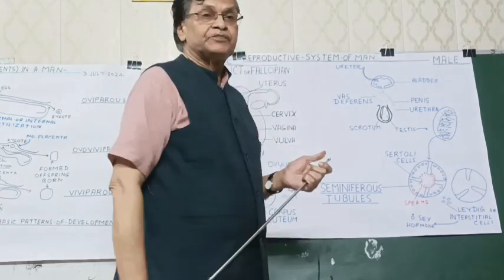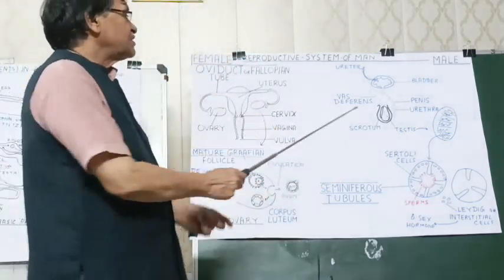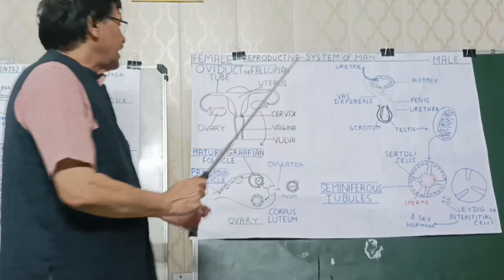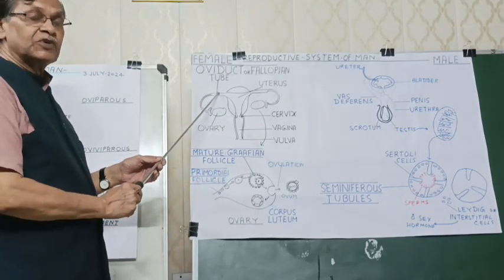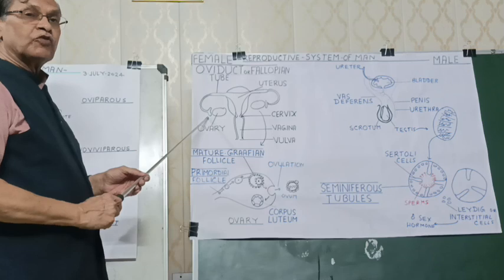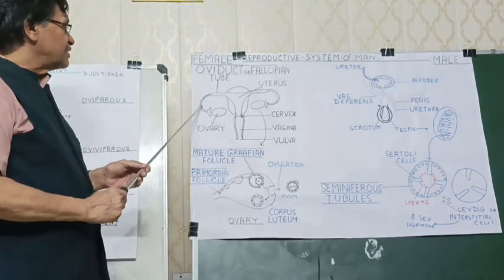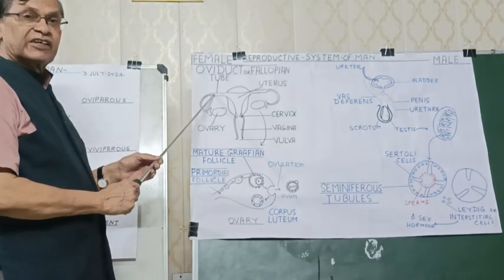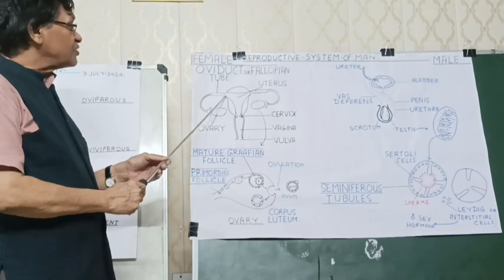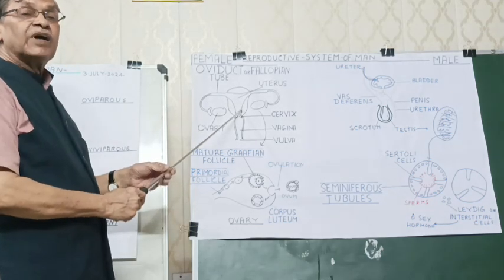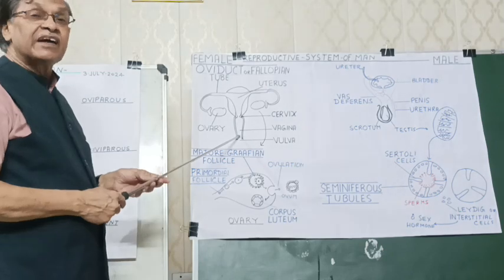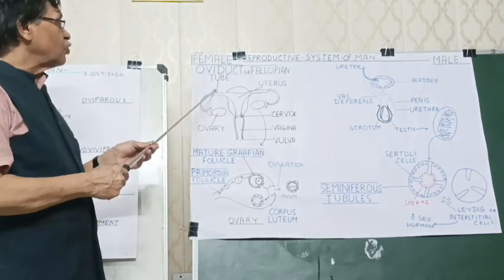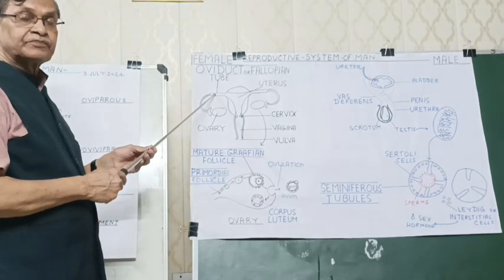Now what happens? This sperm has to reach the middle part of the fallopian tube. The ovary releases the ovum. It travels up to this middle part. It does not proceed further because the acidic environment in the later part may kill the ovum. So the ovum is retained here.